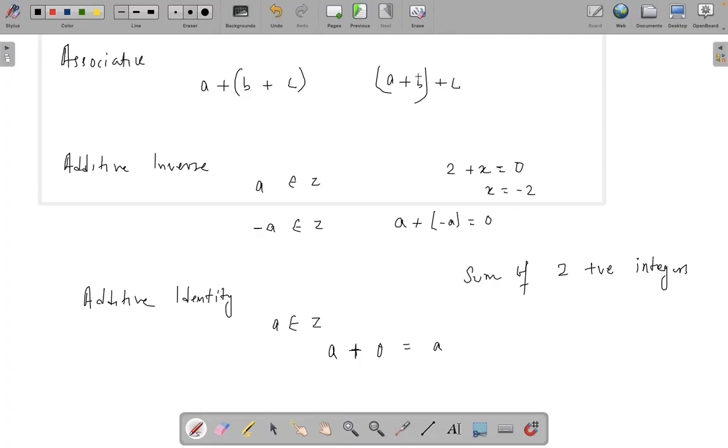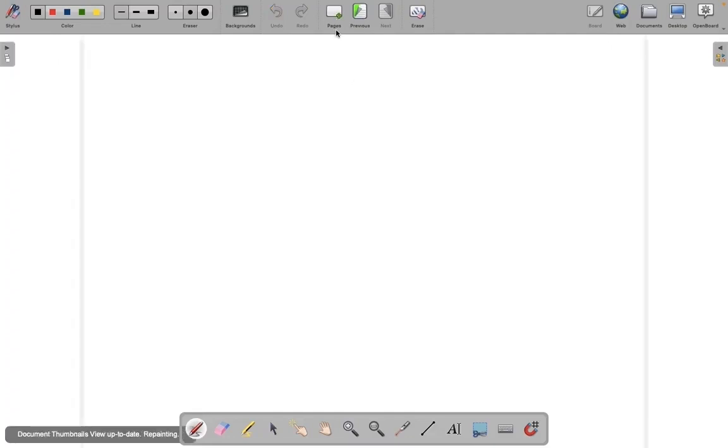Okay, so this is all about addition. Then you have the same properties for multiplication, division, subtraction, which we'll discuss in the next class.